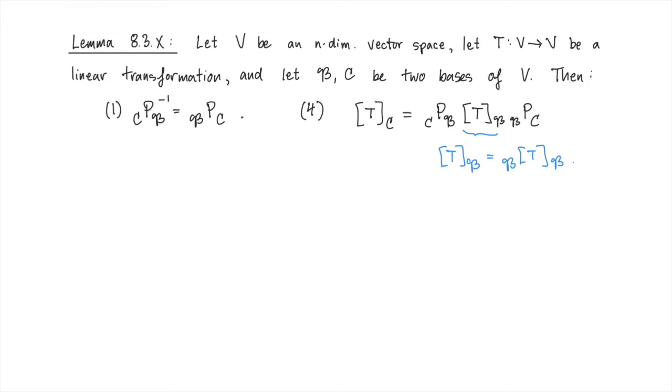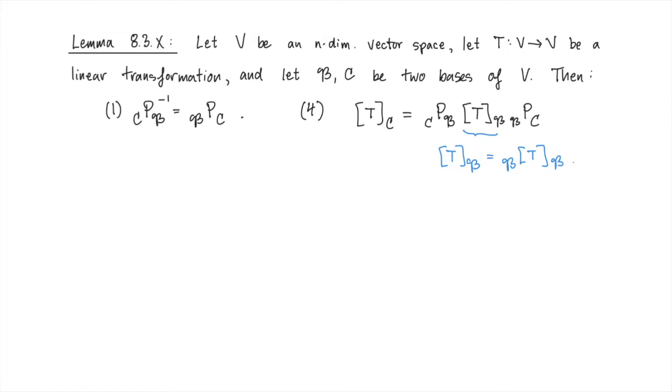Okay, parts 1 and 4 say the following. Part 1, that the inverse of the change of basis matrix from B to C is the change of basis matrix from C to B. And part 4, that the matrix of T with respect to C is the change of basis matrix from B to C times the matrix of T with respect to B times the change of basis matrix from C to B.